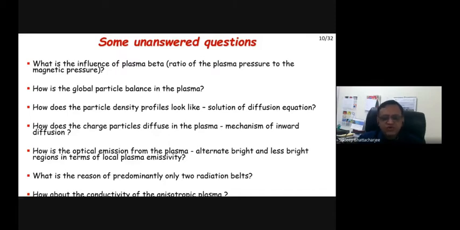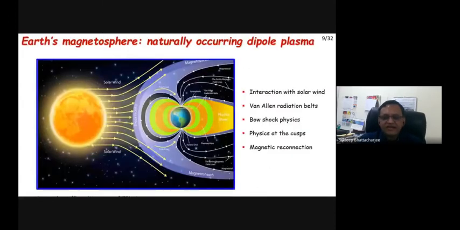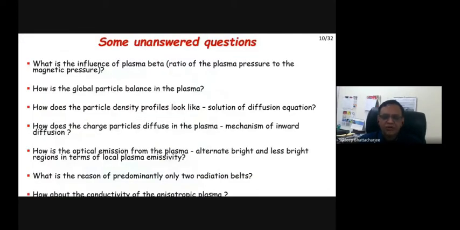What is the reason for two radiation belts predominantly? Notice that in the Van Allen radiation belts, there are primarily two bright radiation belts. Why only two? Why not multiple radiation belts? Why predominantly two? People have reported a third belt also, but why predominantly two? How about the conductivity of the anisotropic plasma? These are some of the many unanswered questions which we have tried to look at experimentally.